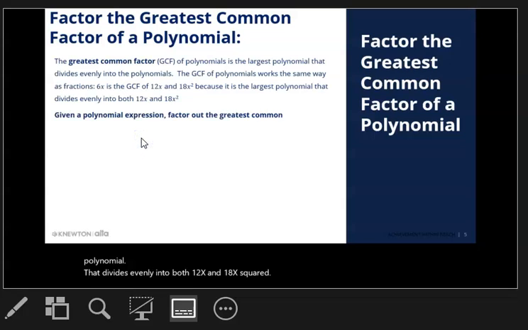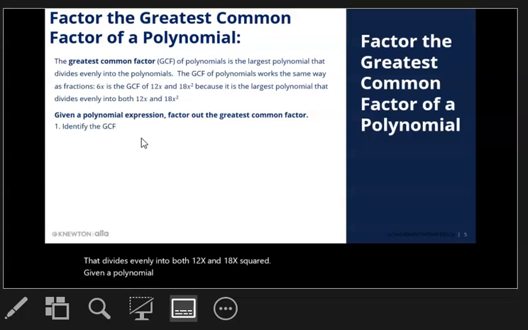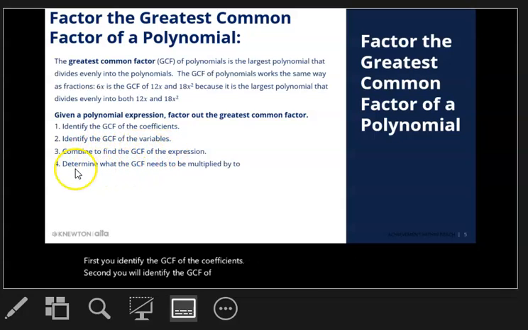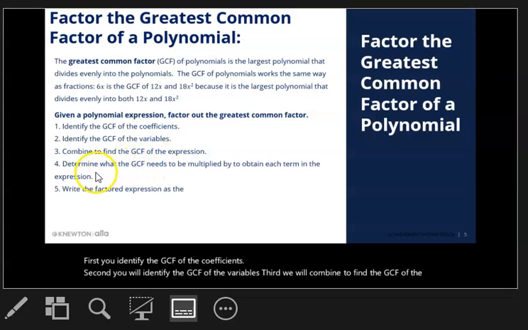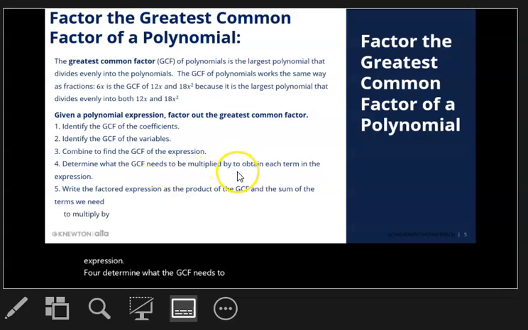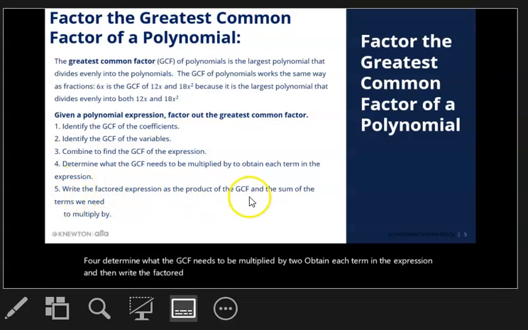Given a polynomial expression, we'll factor out the greatest common factor. First, you identify the GCF of the coefficients. Second, you'll identify the GCF of the variables. Third, we will combine to find the GCF of the expression. Fourth, determine what the GCF needs to be multiplied by to obtain each term in the expression. And then write the factored expression as the product of the GCF and the sum of the terms we need to multiply.